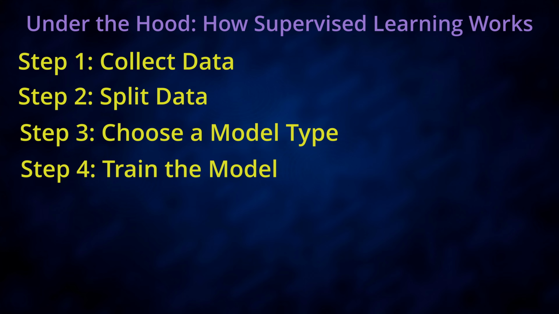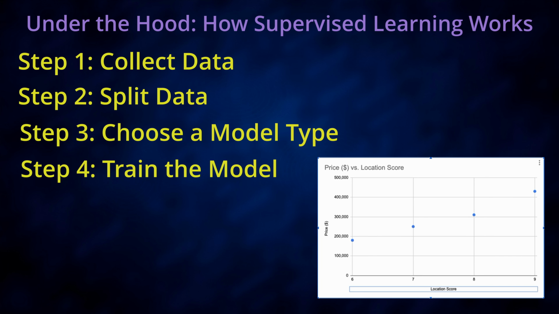Step 4. Train the model. The model adjusts internal parameters to minimize error. Example: in linear regression, it adjusts weights to get the best fitting line.